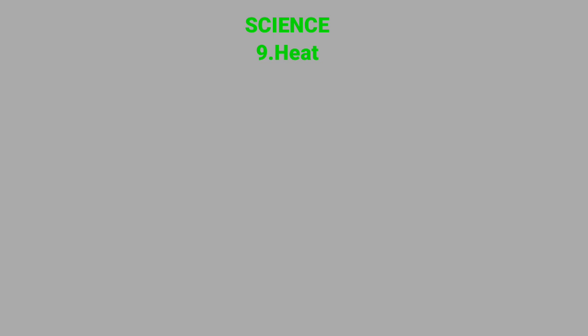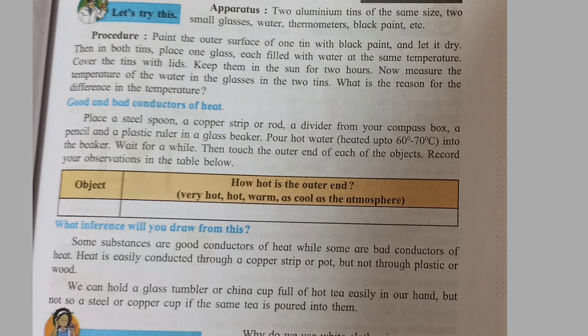Now today we are going to see another activity which is given on page number 61. Apparatus: two aluminum tins of the same size, two small glasses, water, thermometer, black paint, etc. Process: paint the outer surface of one tin with black paint and let it dry. Then in both tins place one glass each full of water at the same temperature. Cover the tin with the lid. Keep them in the sun for 2 hours.